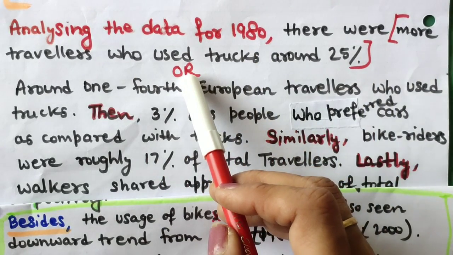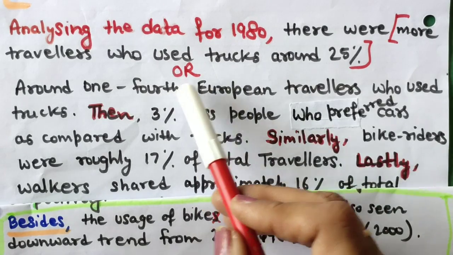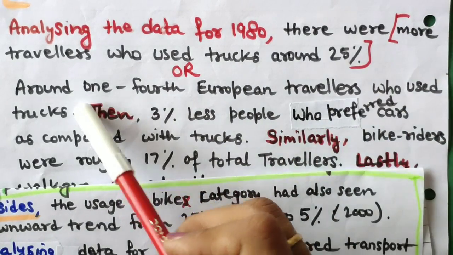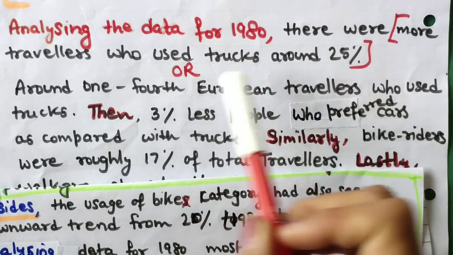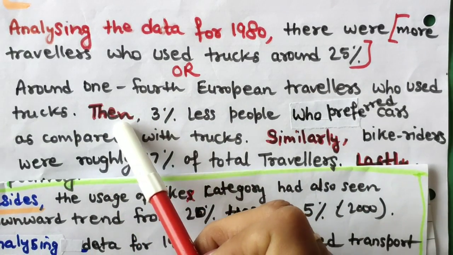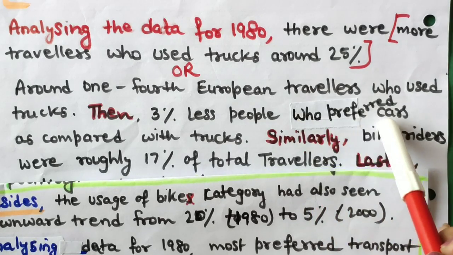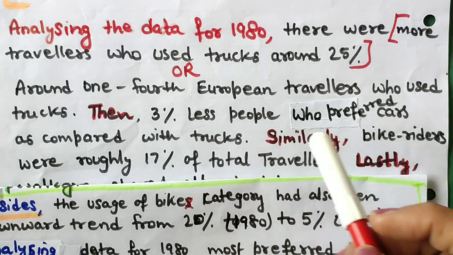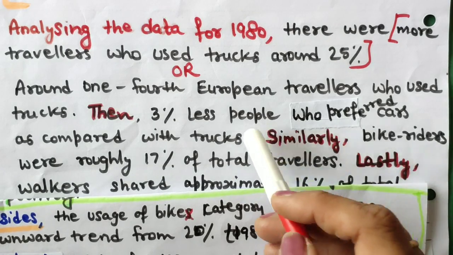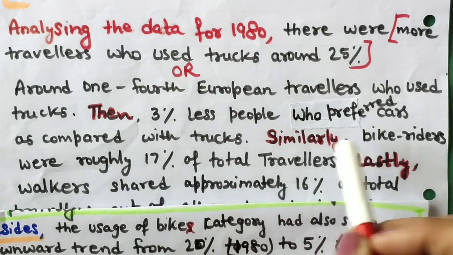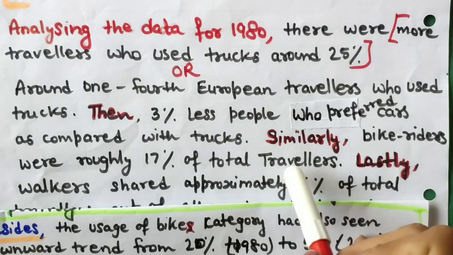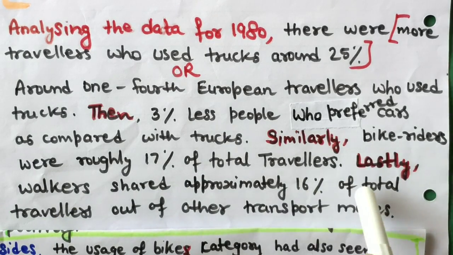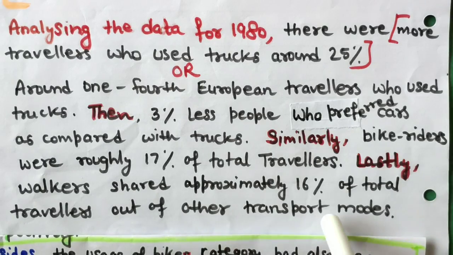Or you can use another sentence structure also. From here to here you can just change. There were around one-quarter of European travelers who used trucks. Then 3% fewer people preferred cars as compared with trucks. A comparison is also important. Similarly, bike riders were roughly 17% of total travelers. Lastly, walkers shared approximately 16% of total travelers out of other transport modes.